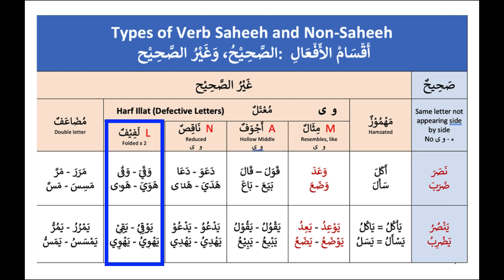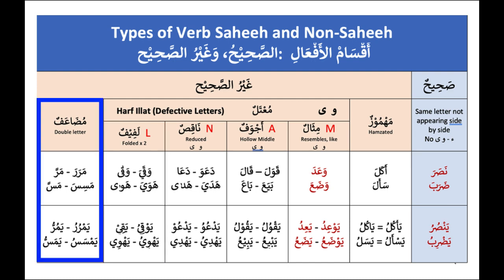So we have covered Ghairu Sahih, Mahmuzun verb, and Mu'talun verb. Mu'talun has got 4 types in it. M for misal, A for ajwaf, N for nakis, and L for lafif. Manal, misal, ajwaf, nakis, lafif. MashaAllah. The last type of Ghairu Sahih verb is called Muda'afun.